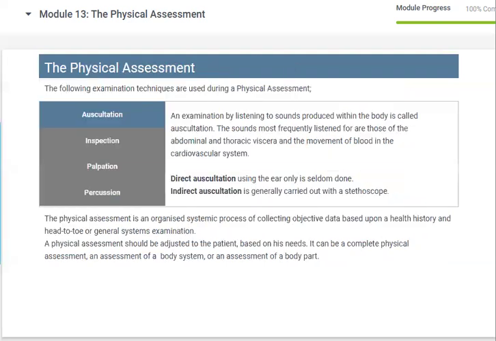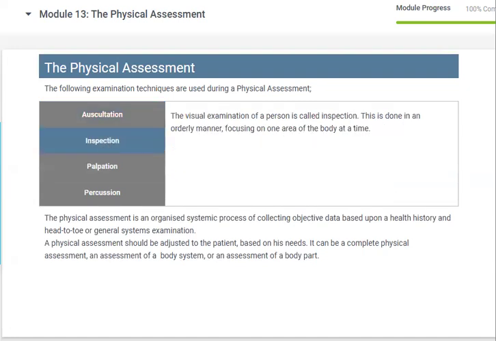The physical assessment. The following examination techniques are used during a physical assessment. Auscultation. An examination by listening to sounds produced within the body is called auscultation. The sounds most frequently listened for are those of the abdominal and thoracic viscera and the movement of blood in the cardiovascular system. Direct auscultation using the ear only is seldom done. Indirect auscultation is generally carried out with a stethoscope.